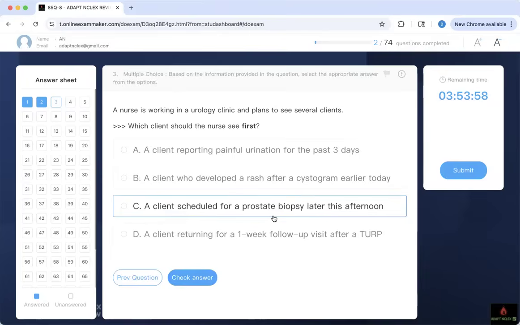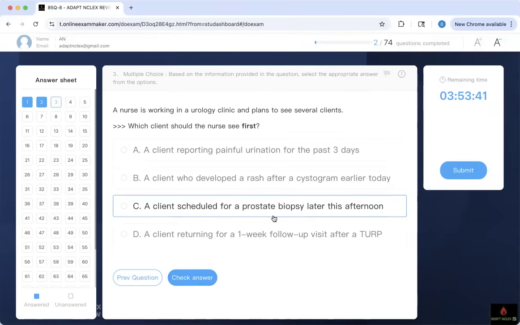Which client should the nurse see first? Same thing, prioritization. There are 7 prioritization questions. I want you to do them as a warm-up. You've got to do them every day so that you can get comfortable. That is how you master prioritization. Every day, I want you to do at least 10 prioritization questions to master them.